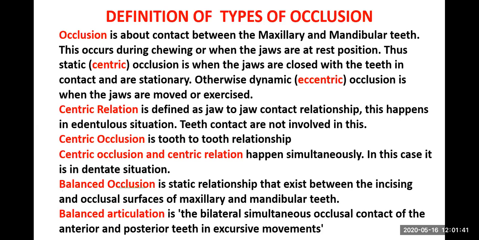Balanced articulation is different. It's a bilateral simultaneous occlusal contact of the anterior and posterior teeth when they are in excursive movement. Lateral excursion, when for example you are chewing, you are biting, and the jaws are moved against themselves. That is balanced articulation. Okay, we move forward.